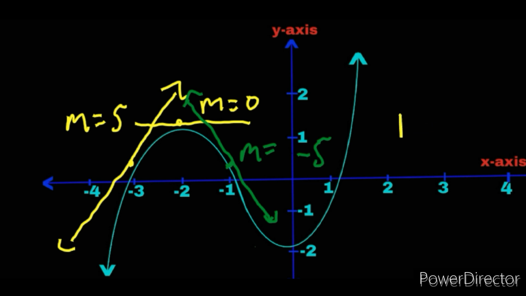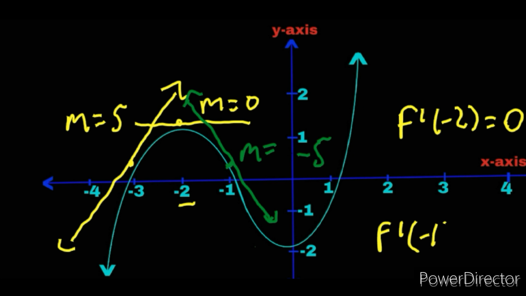If they say the first derivative when x equals -2, they're asking what is the gradient of the tangent when x equals -2. We know this is going to be 0 because it has a horizontal tangent there. So that's what they mean. First derivative just means the gradient of the tangent. If they say what is the first derivative when x equals -1, they're asking what is the gradient of the tangent when x equals -1, and that would be -5.